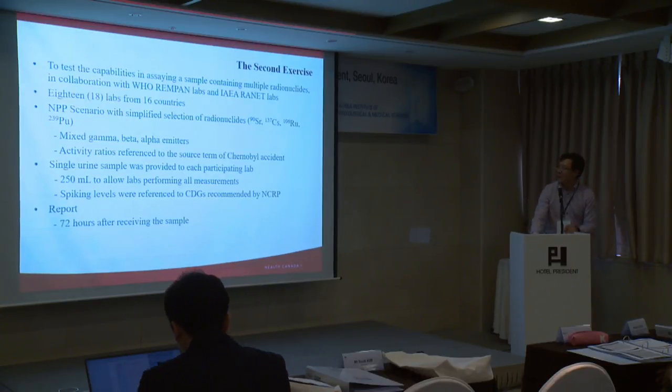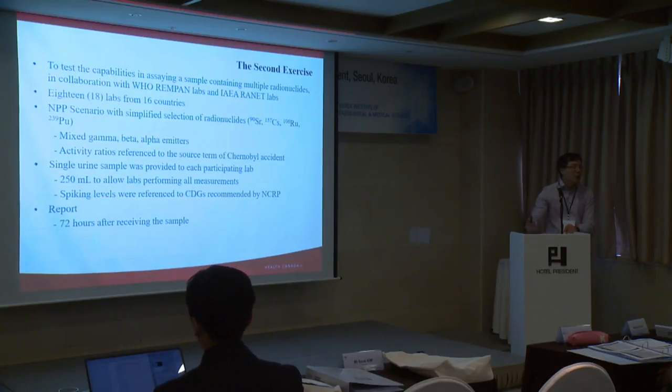That's why we put this one on the list. Another reason, this way we are going to have three beta emitters. This is the most difficult part. I will show you why it's difficult later on.